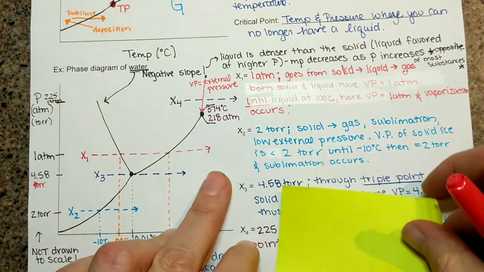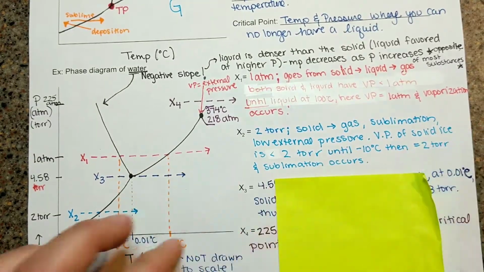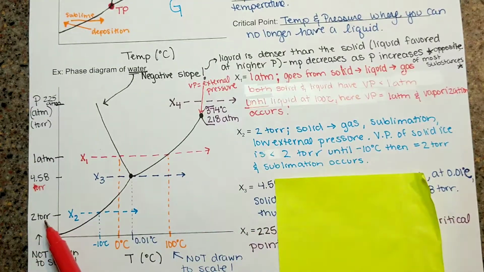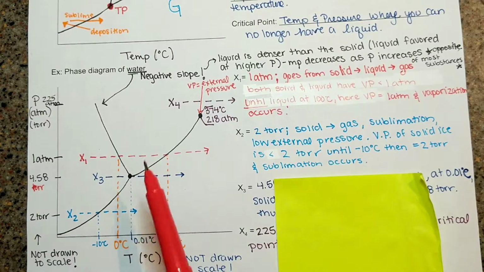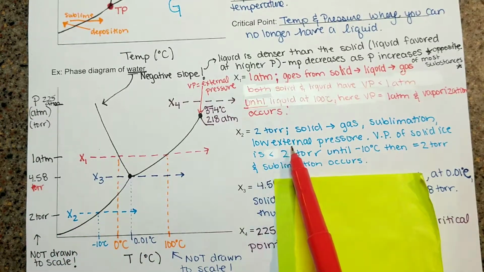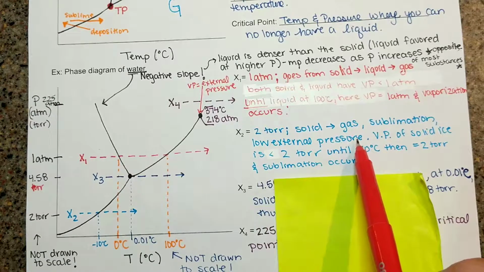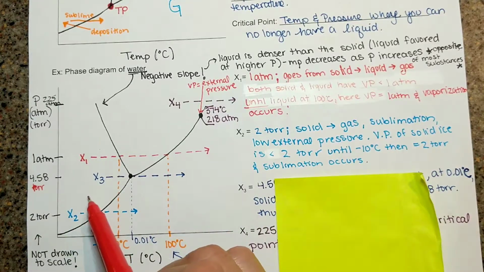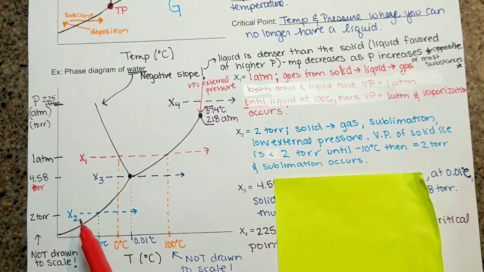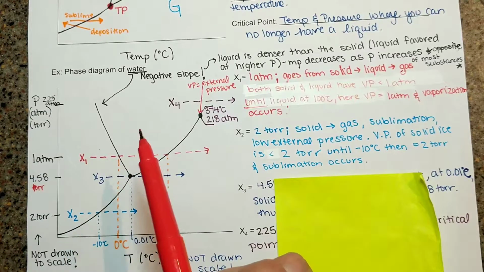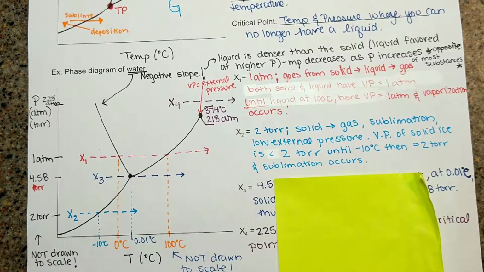At x equals 2, I'm starting at 2 torr. I'm going from a solid to a gas. It's at extremely low external pressure, only 2 torr. So while my substance is a solid, it has a vapor pressure of less than 2 torr. These are the vapor molecules inside my solid, or the vapor molecules inside my liquid. Not necessarily the ones right at the surface, because again, this is a closed system.